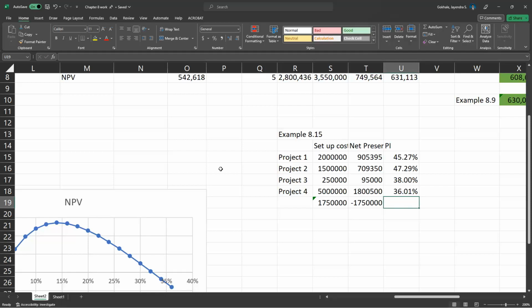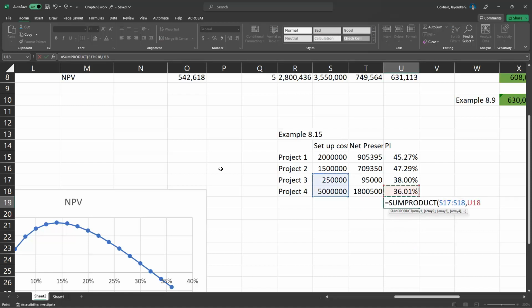So if you do a weighted average, the profitability index of Project 1, 2, and this doing nothing will actually give us a very bad profitability index. Having done Project 3 and Project 4, however, will give us about 37% profitability index on average if we take the weighted average cost. How do we do that? Well, equals sumproduct, this and this, this and this divided by sum. That's how we find out the weighted average in Excel.